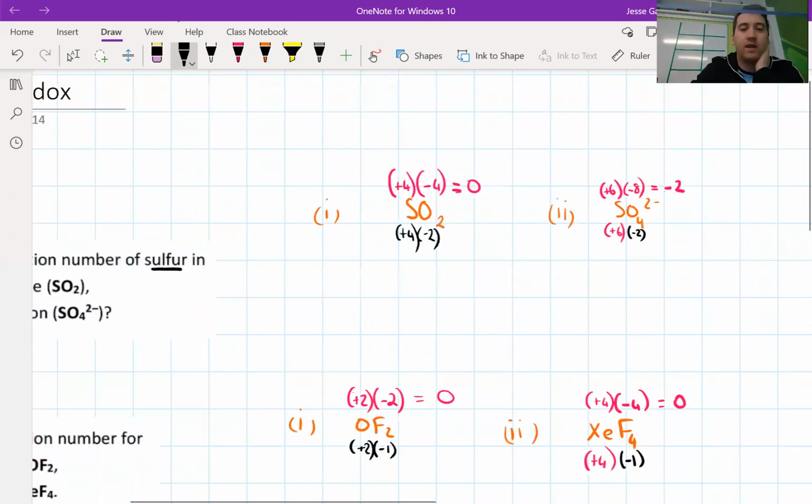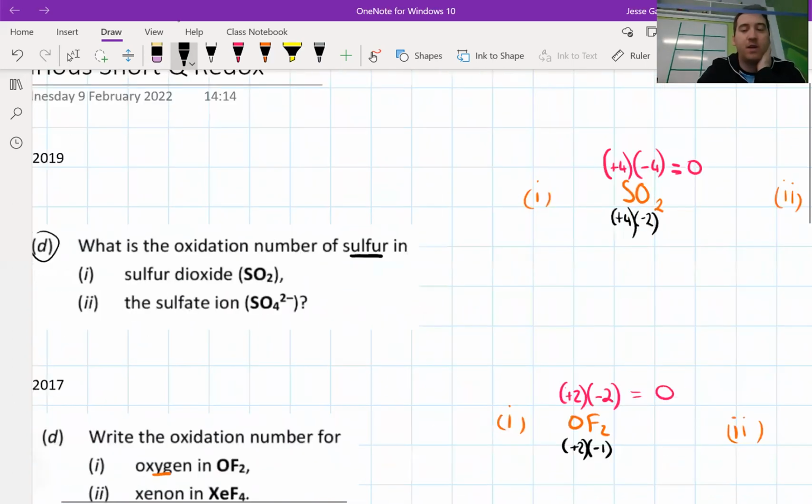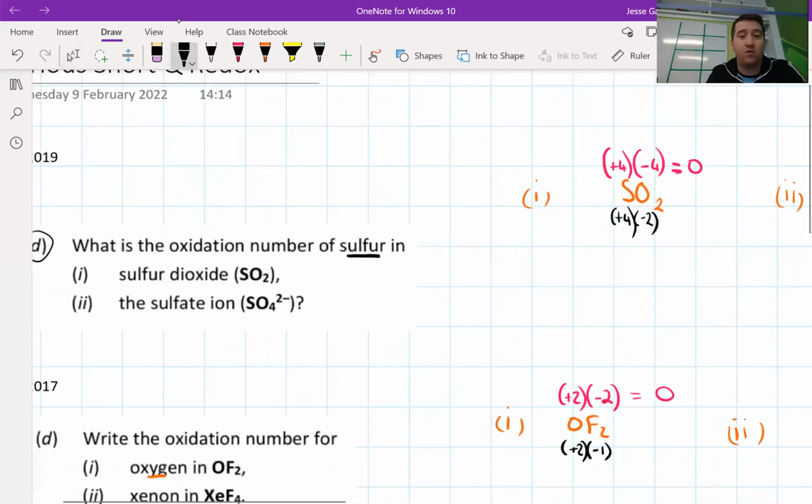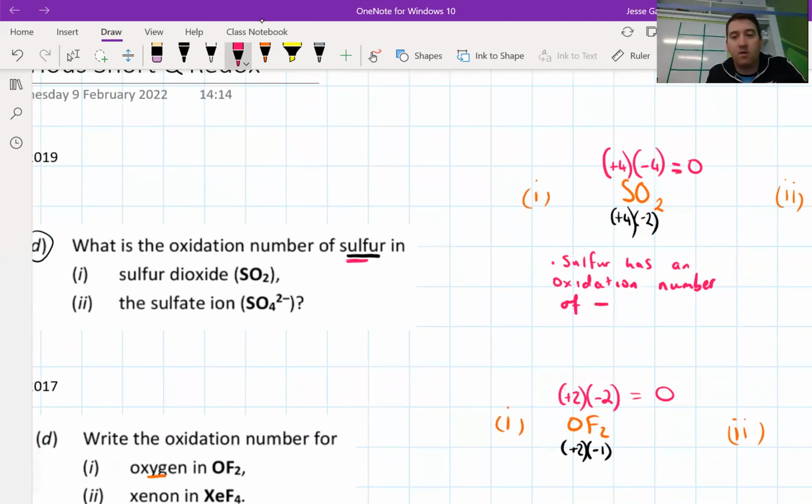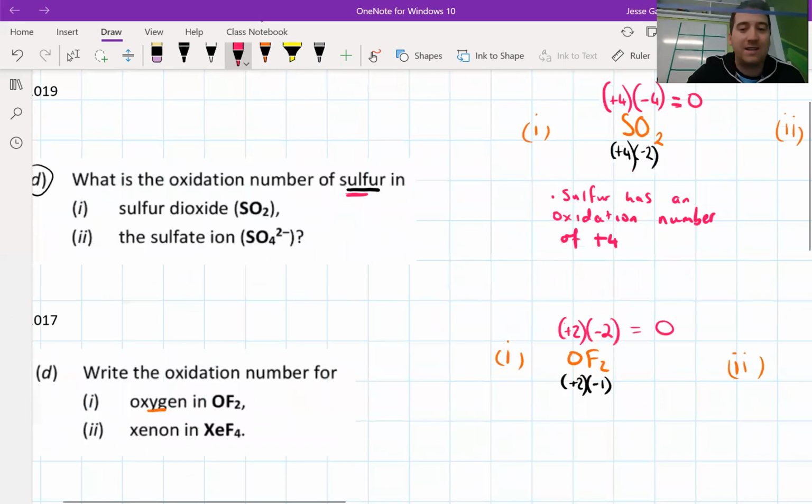What I haven't been doing, and I advise you maybe to go back and do this through all of them, I forgot to do it myself, so that's how easily this can happen, is you see what they're asking, sulfur. Maybe a good idea just to clarify with a sentence down the bottom. Sulfur has an oxidation number of +4. Okay, it's probably a good idea just to clarify for yourselves underneath where you've done your rough work what the final answer actually is.